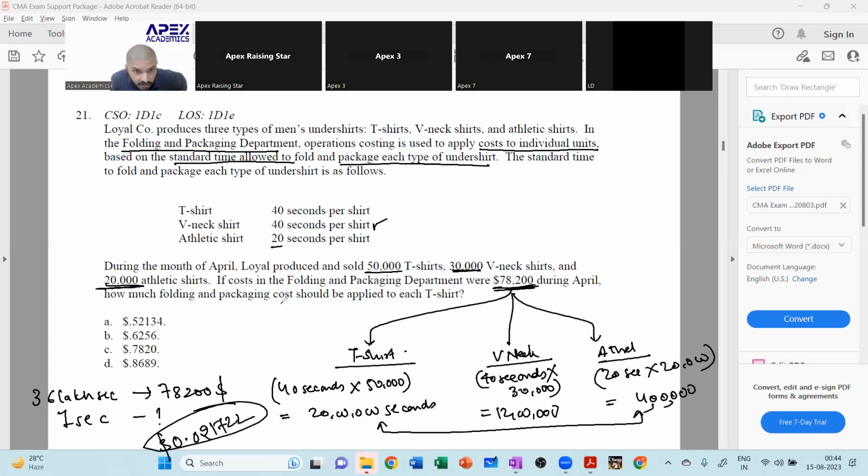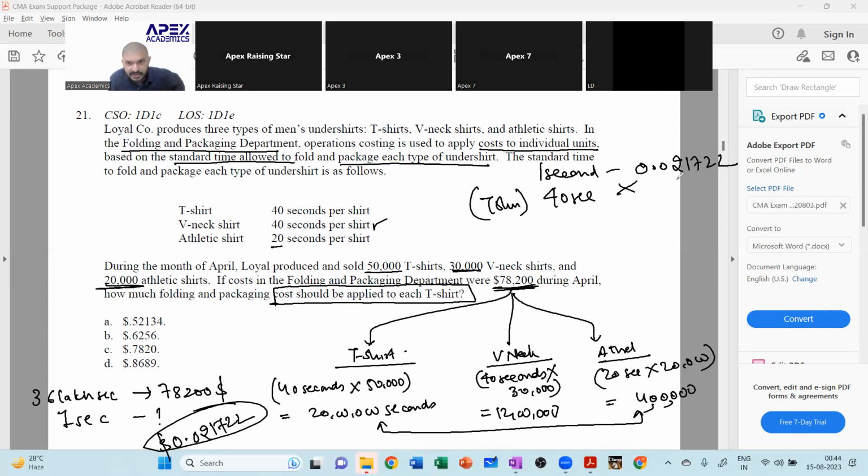What is the cost applied to each t-shirt? It is costing you 0.021722 for 1 second, and a t-shirt takes 40 seconds. How much will it cost you multiplied by 40? Your answer is 0.8688888, and so on.